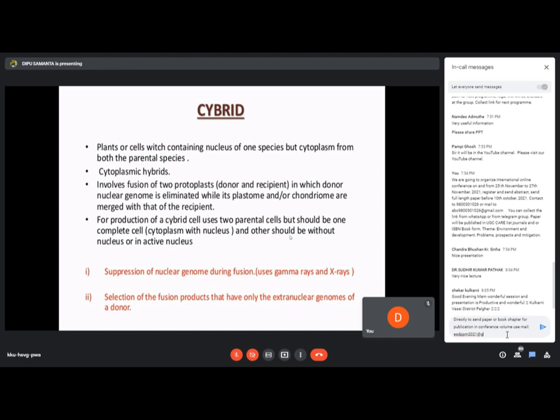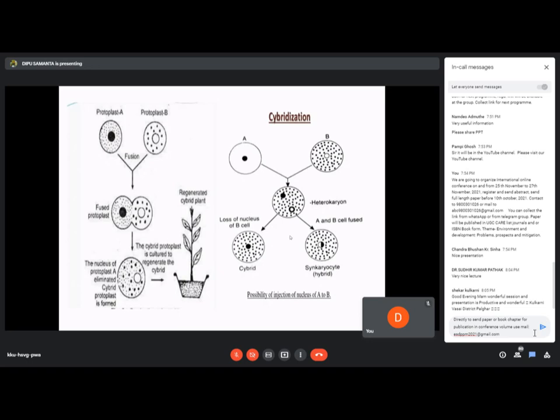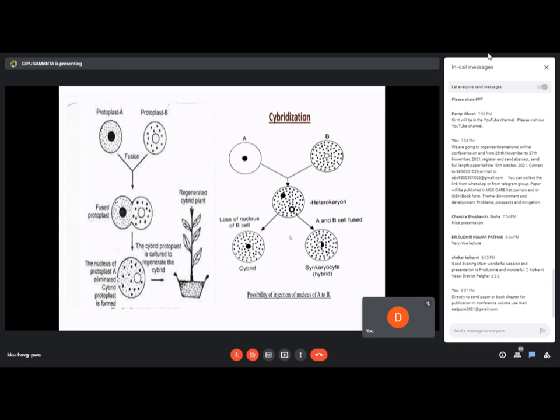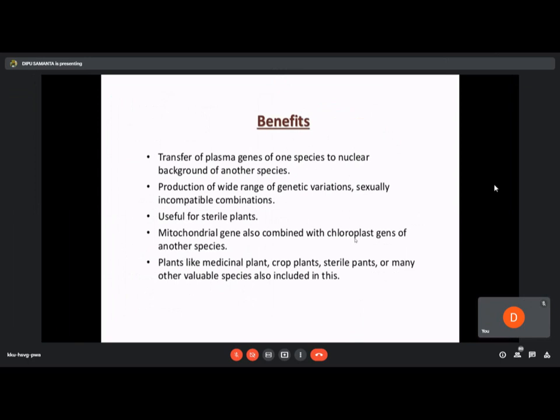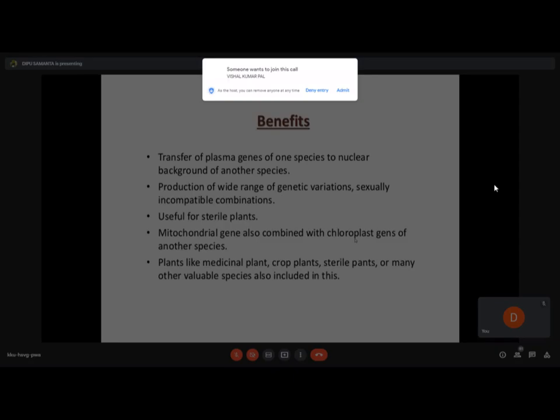Now this is a photograph for hybridization, that is protoplast A and protoplast B are the two different protoplasts, after hybrid formation. From that hybrid, a new mature plant can be formed. Okay. What are those benefits? The transfer of plasma genes of one species to the nuclear background of another species, production of a wide range of genetic variations useful for sterile plants, mitochondrial genes can also combine with the chloroplast gene of another species, plants like medicinal plants, crop plants, rare plants, and in case of many other plants it is also induced.